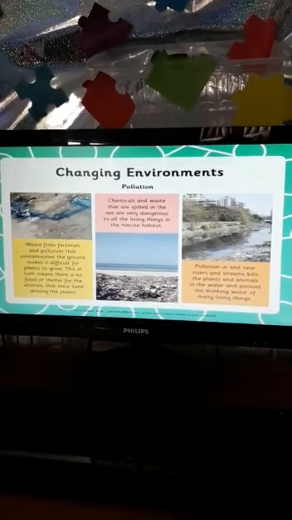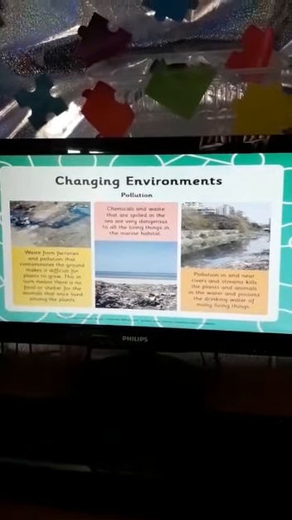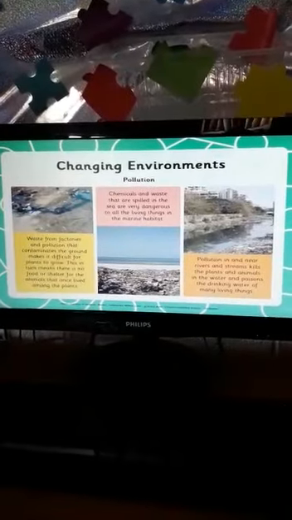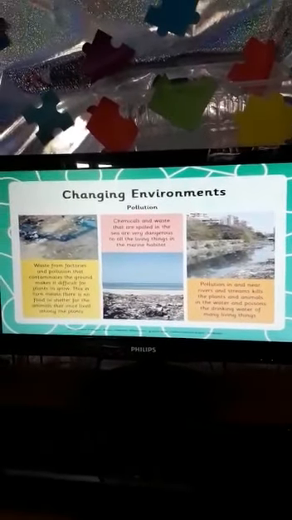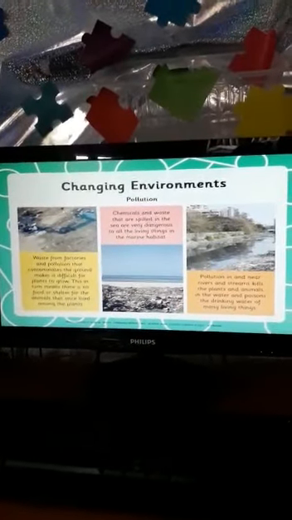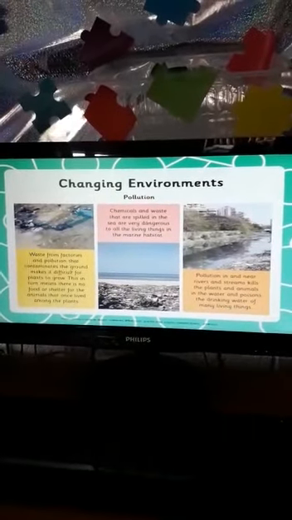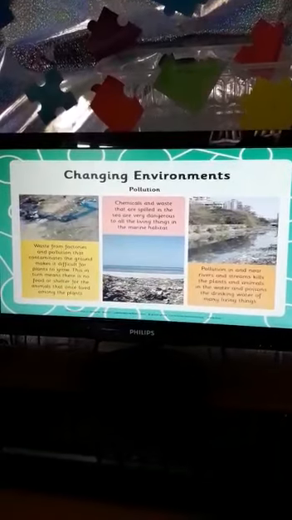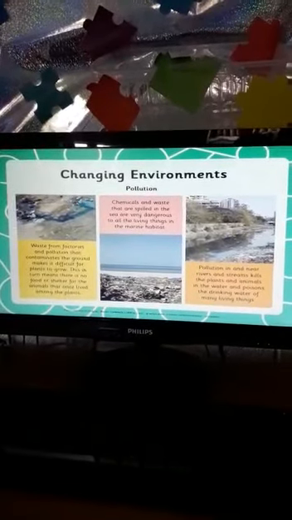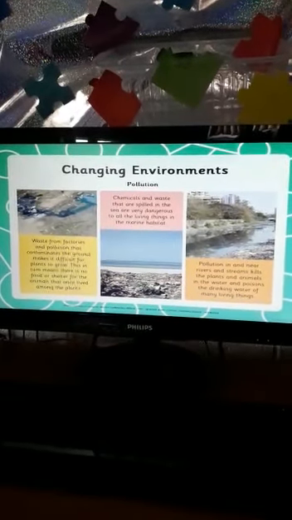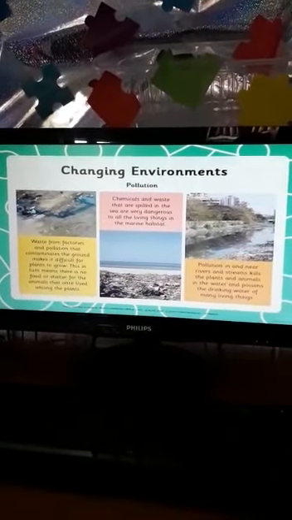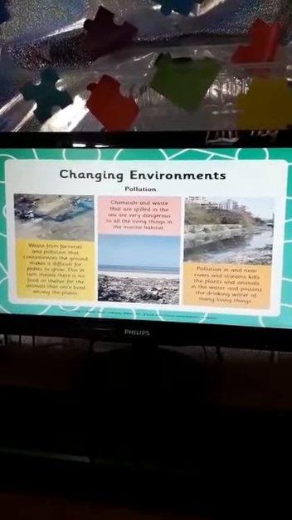So there's just a few examples of how the change of the environment can affect animals and habitats. So your job is to go off and research a bit more into environmental changes and how they affect wildlife. By all means, what we've learned today, you can get that down in your purple exercise book. Send them in via Twitter or email.